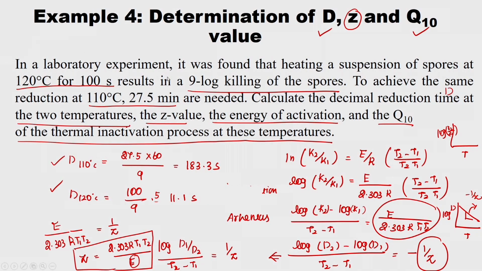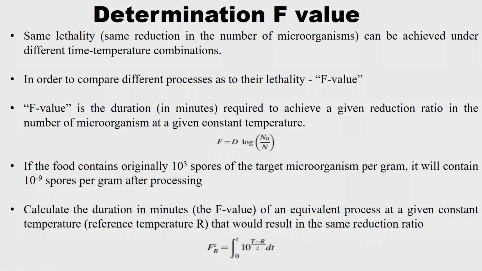So, we know for 9 log killing, if my D values are given at 2 different temperatures, I can find out what the D value is at the 2 temperatures, what my Z value is, what my energy of activation is, and what my Q10 of the thermal inactivation process is. Okay. So, now we are here to determine F value. So, what is F value?